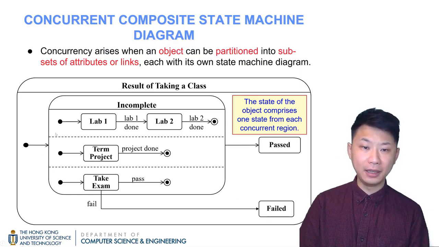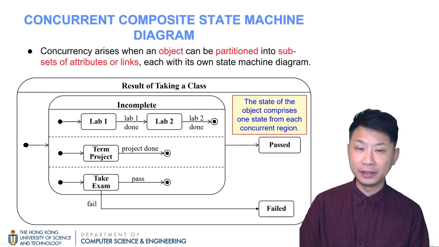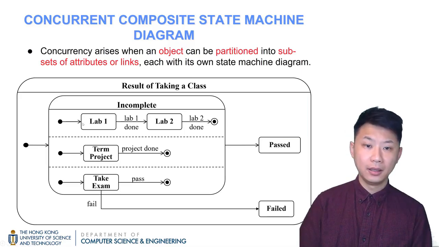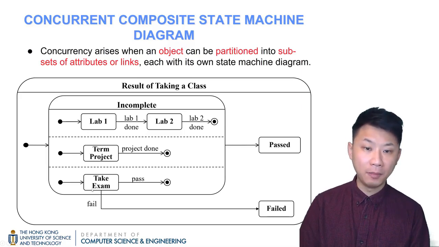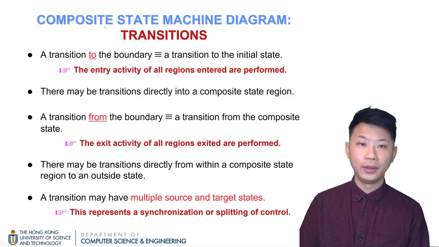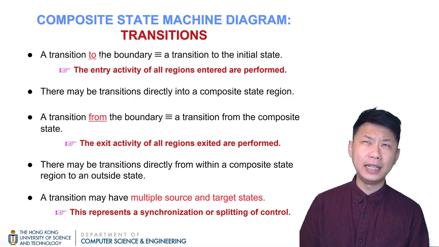And notice that in this composite state machine diagram, we have different regions. One region for the lab, another region for the term project, and then another region for taking the exam. So that means an object will take one of the states within each region. For example, for the lab part, it's going to be at lab 1. For term project and taking exam, it's going to be at the initial state. And this is what we have talked about in the example.